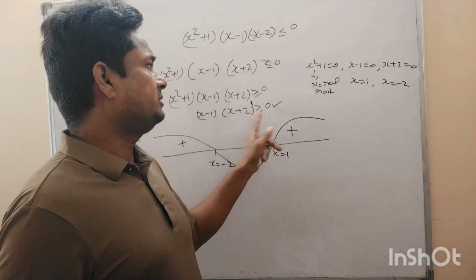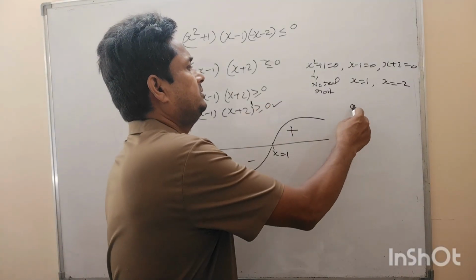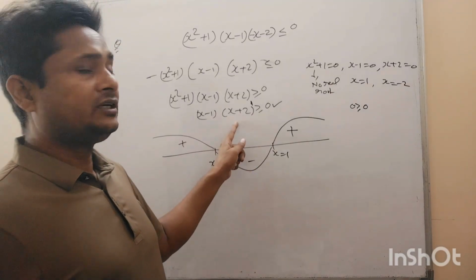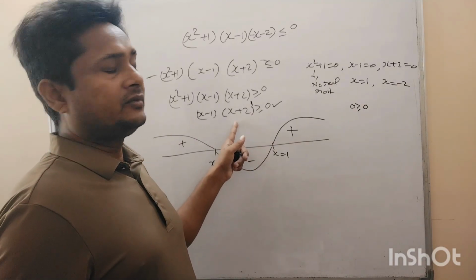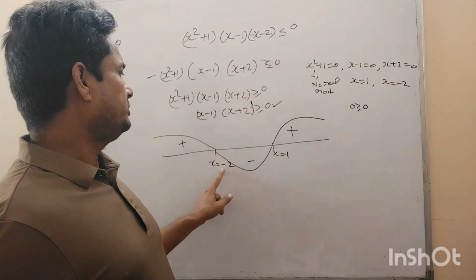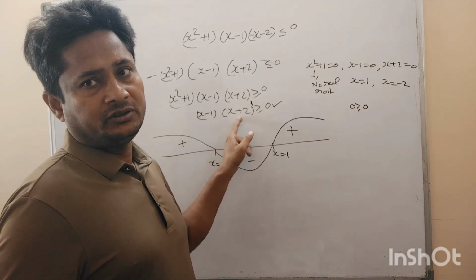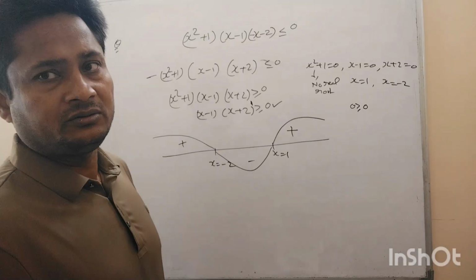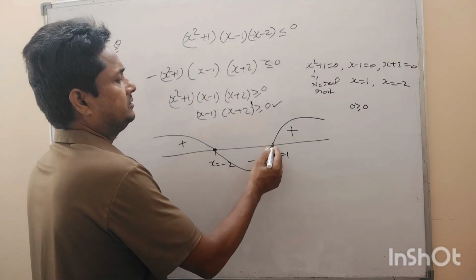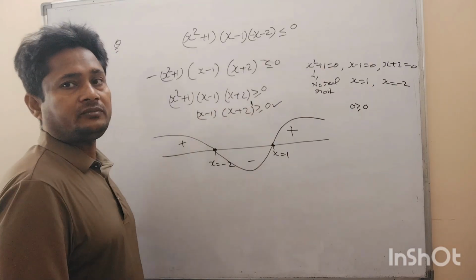0 into any number is 0. 0 is greater than or equal to 0, this is true. That means x equals 1 will satisfy this inequality. x equals minus 2 will also satisfy this inequality. Put x equals minus 2 here, it will be 0. 0 greater than or equal to 0 is true. So these two numbers also satisfy the inequality.